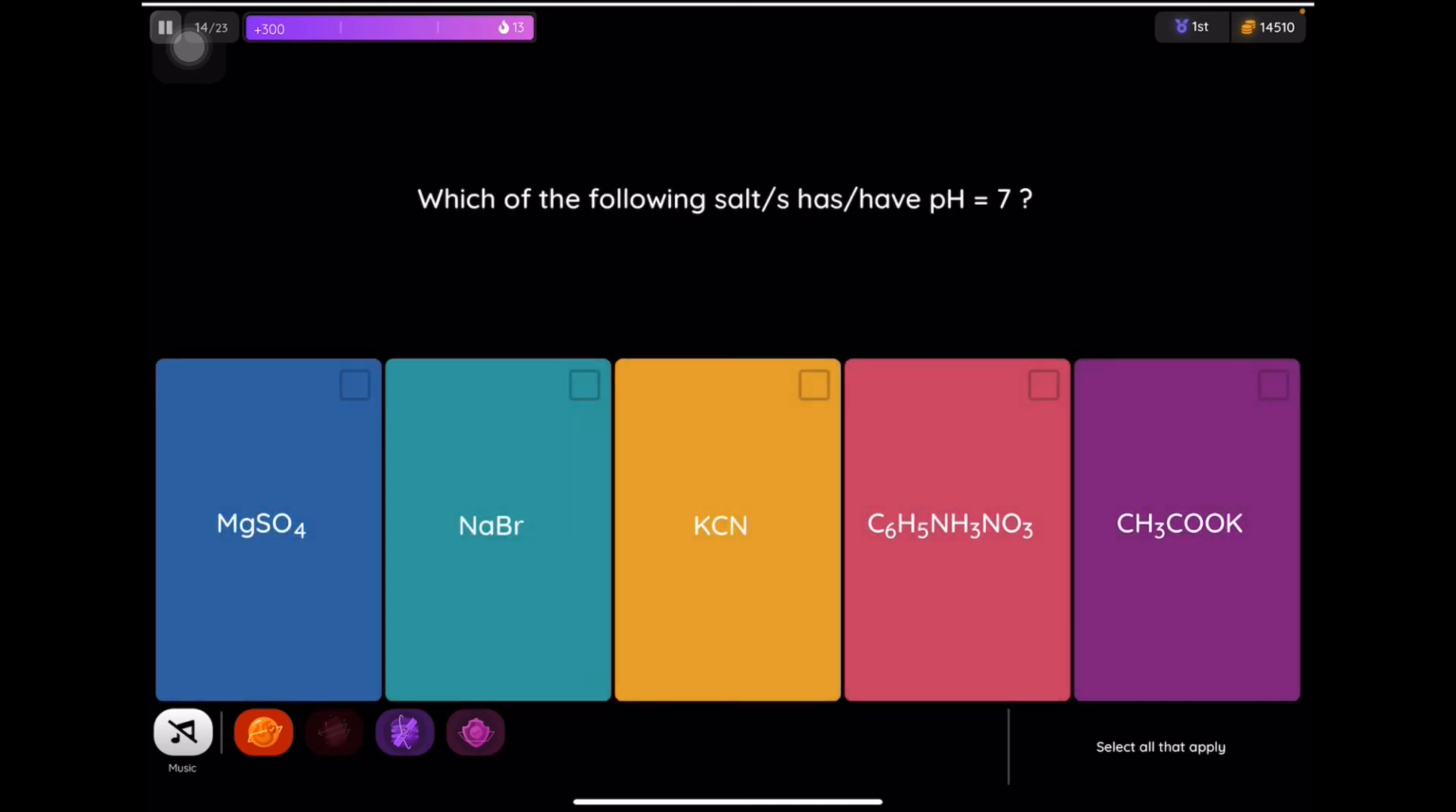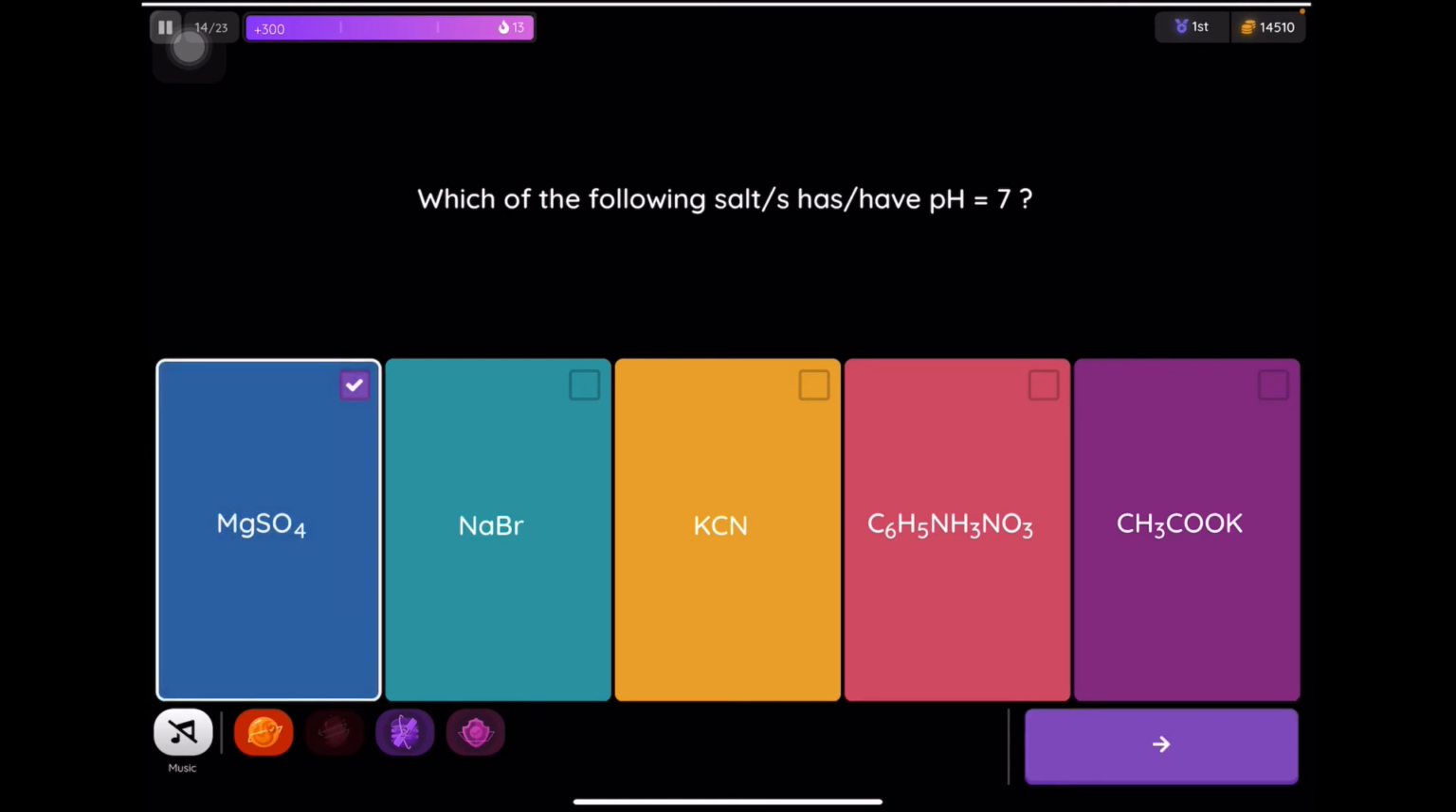Which of the following salts has pH equal to 7? So that must be a neutral salt, which is magnesium sulfate and also sodium bromide, made from strong acid reacting with a strong base.